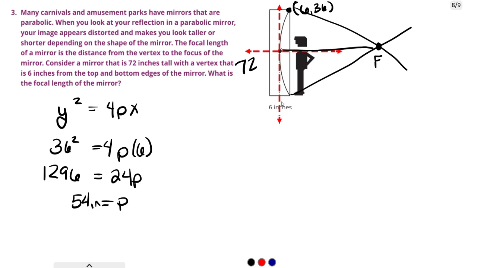Well, we're not going to measure that in inches. So let's go ahead and think about that in measurement of feet. We need to be 4.5 feet away from the mirror in order for it to be at the focal point.